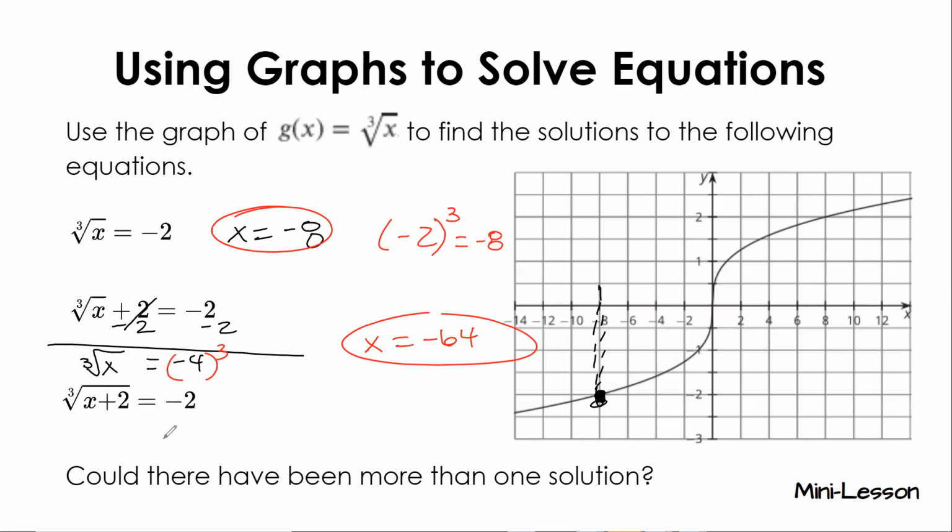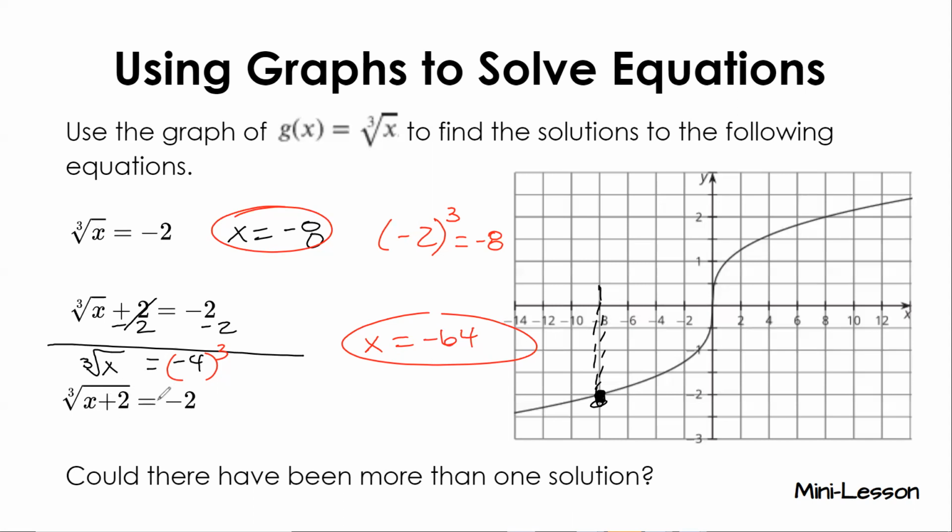Okay, on this next one, we've got the cubic root of x plus 2. So what's happening in here is we're actually moving the entire graph to the left 2, and we're setting it equal to negative 2. Now, I'm going to be honest with you, moving an entire graph wouldn't be fun, right? So let me show you a shortcut.